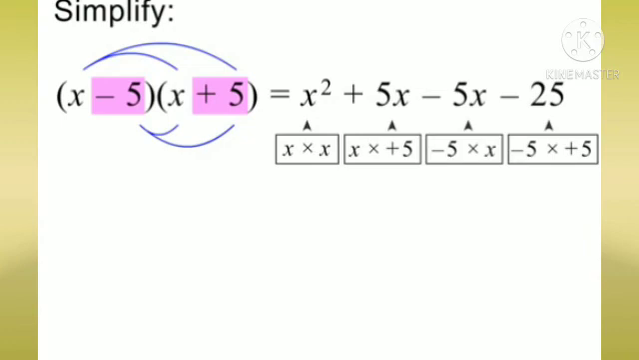Are we finished? No, we again have like terms. And this time the like terms cancel out, so the answer is x squared minus 25. In other words, the answer has only 2 terms. Please note, the answer will always have only 2 terms if the brackets are identical with opposite signs. Please pause to check my working.